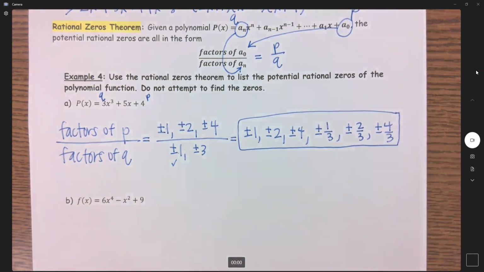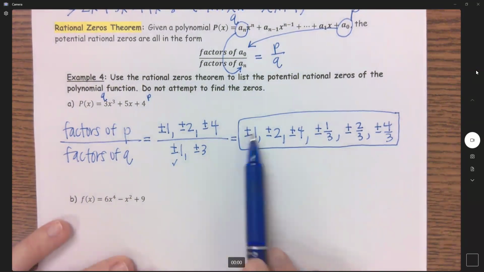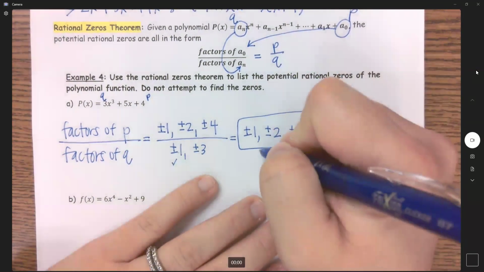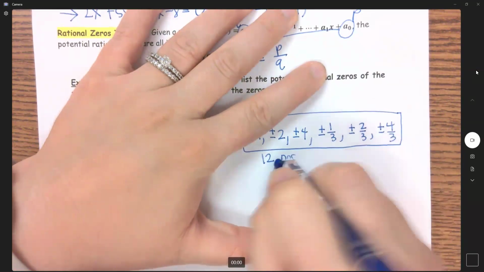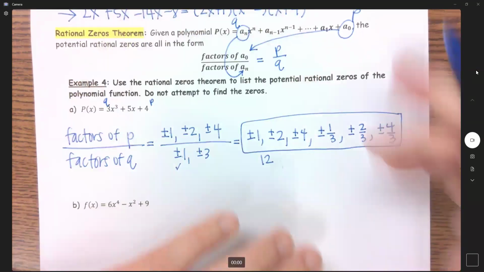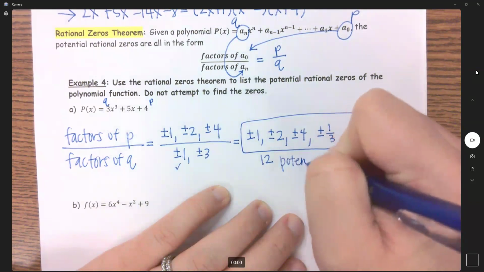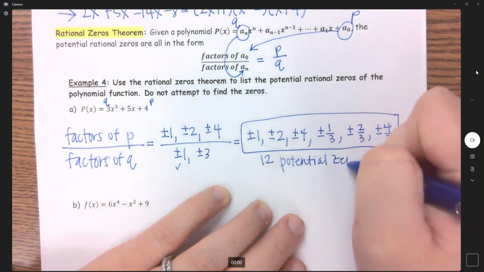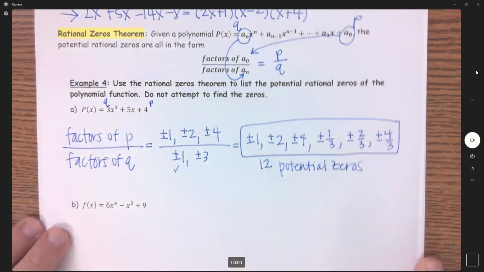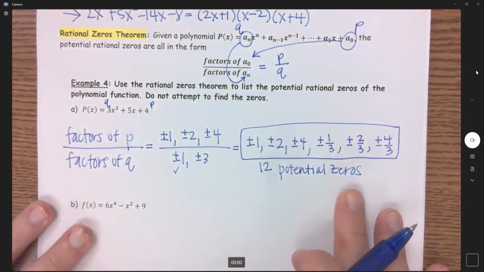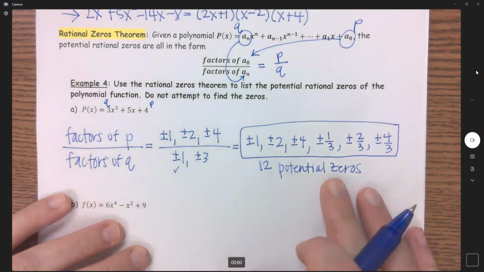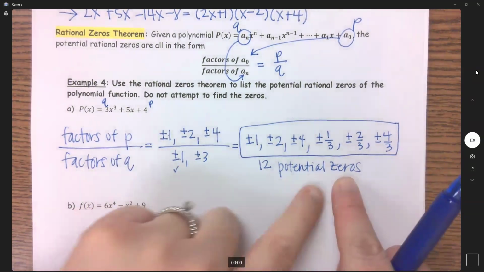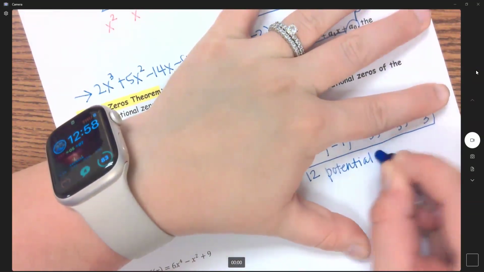How many potential rational zeros do we have? Well, we have 2, 4, 6, 8, 10, 12. I have listed a possible 12 potential zeros. Now, I want to make note that I'm not going to be using all of these right here. Okay, this is all going to come together as we go through more examples, but I want you to understand that I have 12 potential, and I should put 12 potential rational zeros. Let me go ahead and put rational.